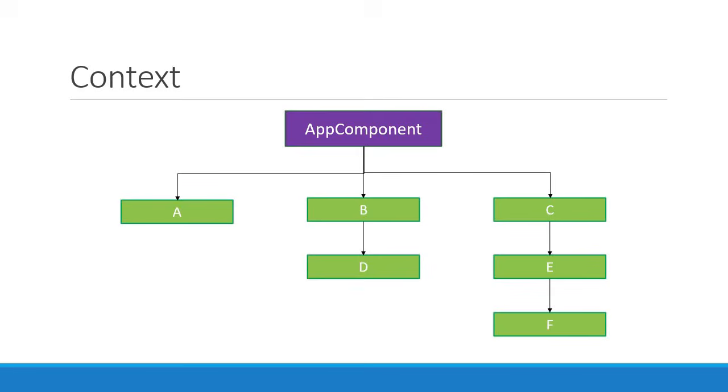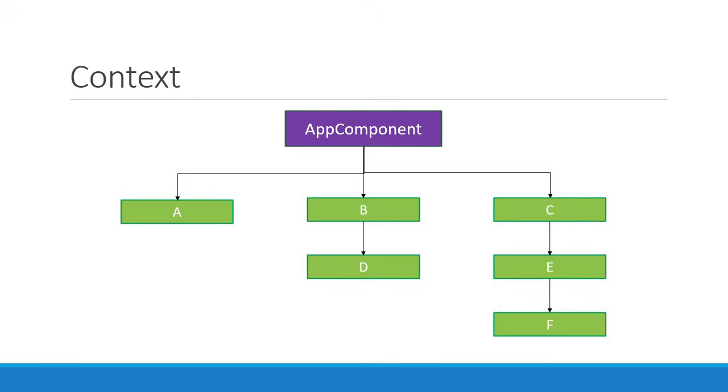Alright, let's begin. What is the context API? Consider a React application that has lots of components. We have app component, which is the root component, and nested within the app component at different levels are several other components. At the first level, we have components A, B, and C. Nested within component B is component D, and nested within component C is component E. And as it turns out, component F is nested inside component E. So we have three levels in total.